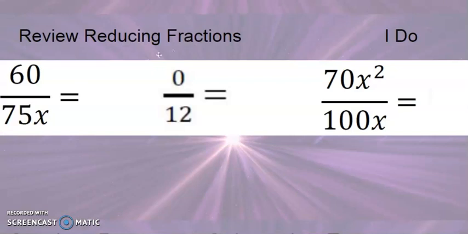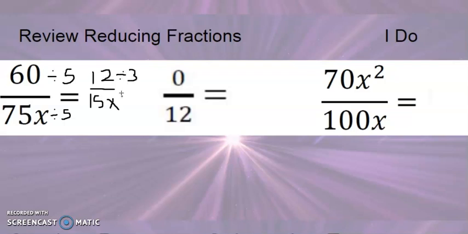Review reducing fractions. We have 60 divided by 75x. Well, 60 and 75 could both divide by 5. 60 divided by 5 is 12. And 75x divided by 5 is 15x. You can still simplify this more. 12 and 15 both divide by 3. 12 divided by 3 is 4. And 15x divided by 3 is 5x. So that is our simplified fraction, 4 over 5x.